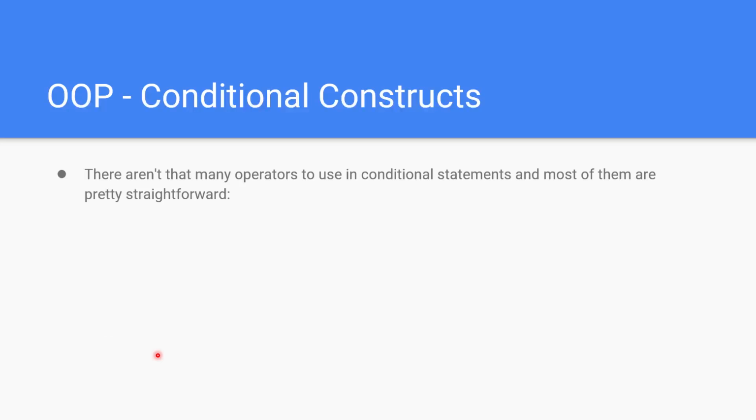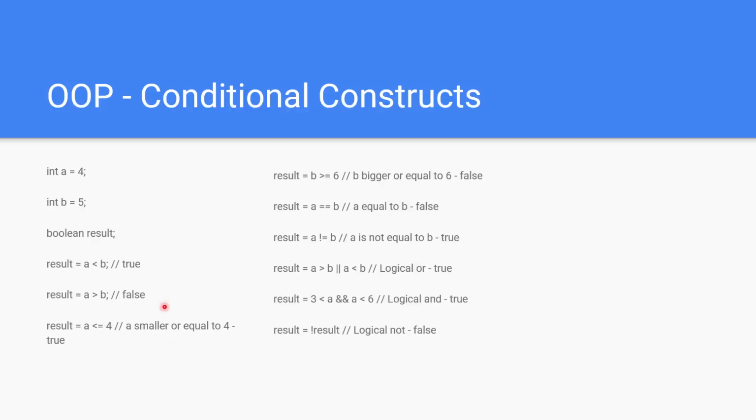And there aren't many operators for Java in the conditional statements, and most of them are pretty straightforward. If you're familiar with C++, .NET, Python, PHP or JavaScript, the conditions and evaluations and if statements and other looping statements are very, very similar, if not identical. Let's take a look here.